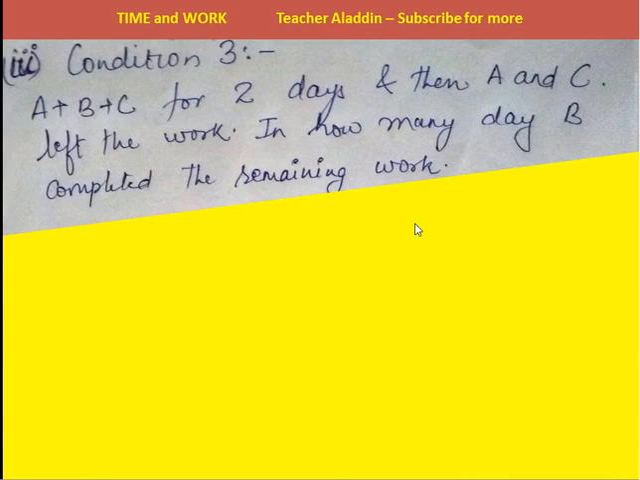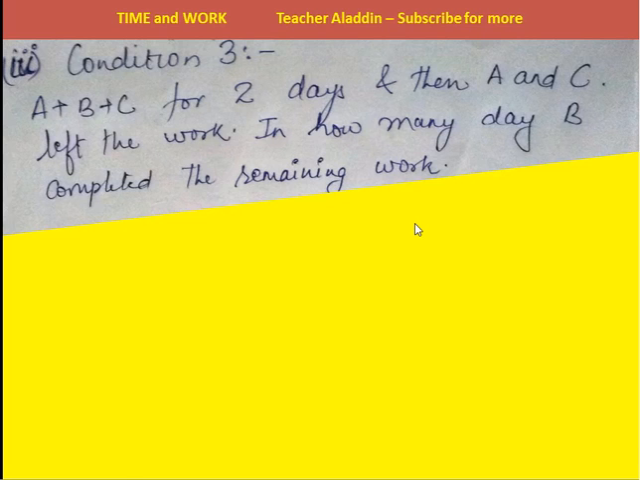Let us go to the last condition. A, B and C together they work for 2 days, and then A and C leave. In how many days B completed the remaining work? Again, it's a simple question. We know A 15, B 20, C 10. For 2 days they would have worked for 1 by 15 plus 1 by 10 plus 1 by 20. That is 1 day work. The second day they will do the same work.